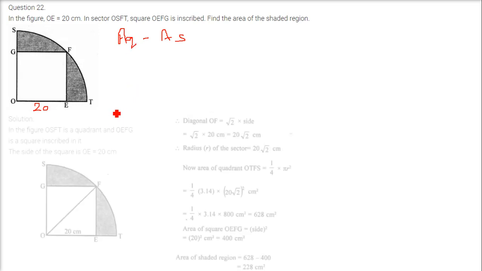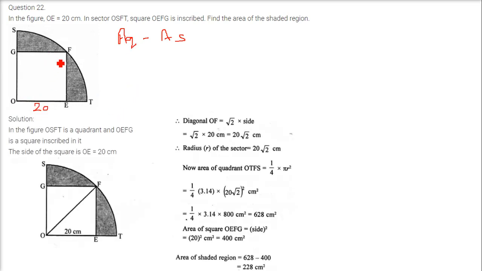So what is the area of the quadrant? Because only this 20 is given, we need to find out the radius of the quadrant. So this is 20 and this is also 20. This is 90 degree. In a square, we know that the diagonal will be equal to the side root 2. So this will be 20 root 2. Now this is the radius of the quadrant.